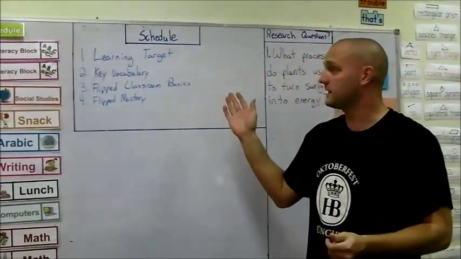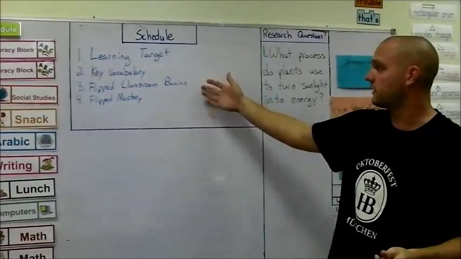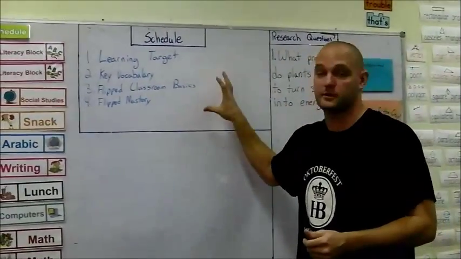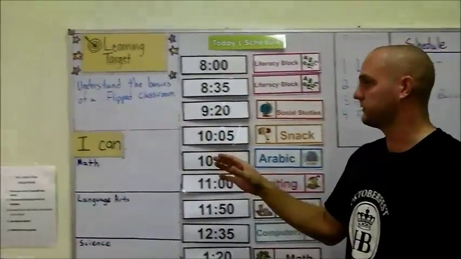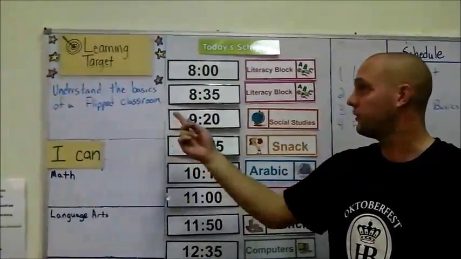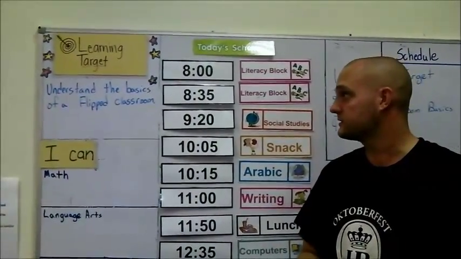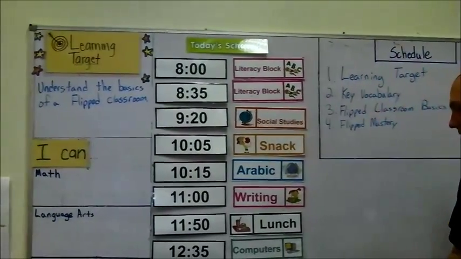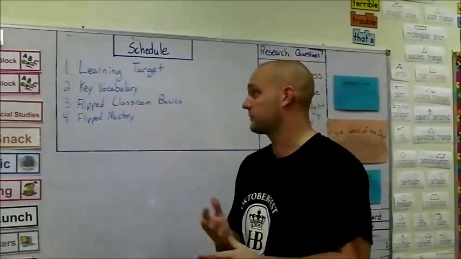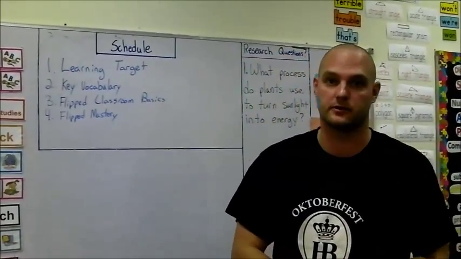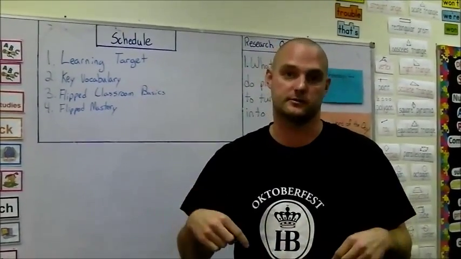So usually I go over a schedule with the class. We do a learning target, key vocabulary, and then we talk about what's in the video, or the lesson of the day. So the learning target for us today is understand the basics of a flipped classroom. And our key vocabulary will be the flipped classroom and then the flipped mastery. So if you're interested in learning more about that, watch the rest of the video.